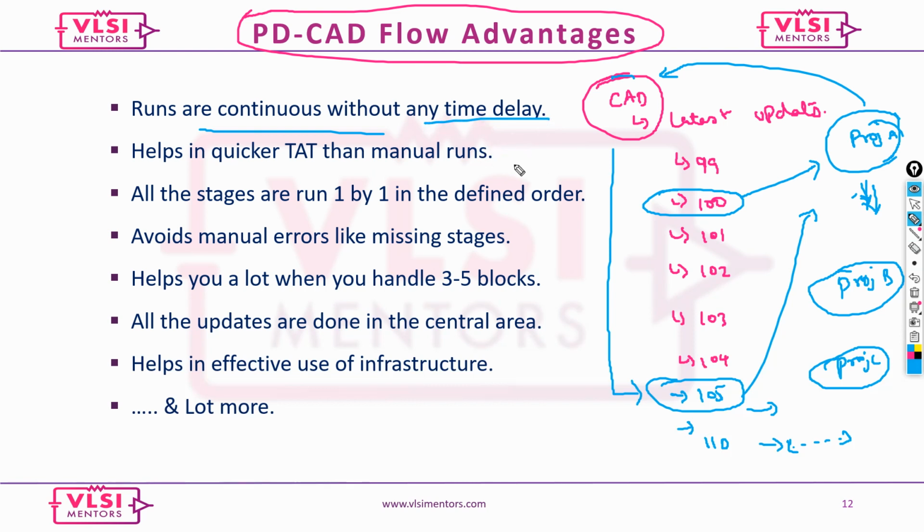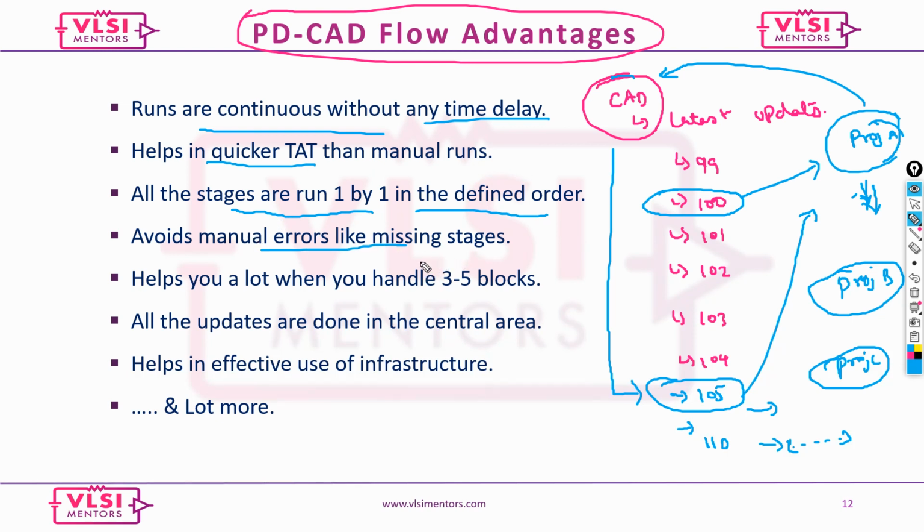That is the main reason behind us having a Makeflow, and it helps with quicker turnaround time than manual runs. All the stages are run one by one in a defined order, so you don't miss the order or run the different targets randomly. It is all run in a defined order, and avoids manual errors like missing stages.